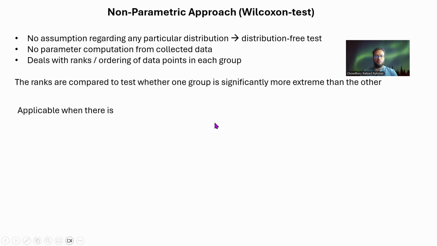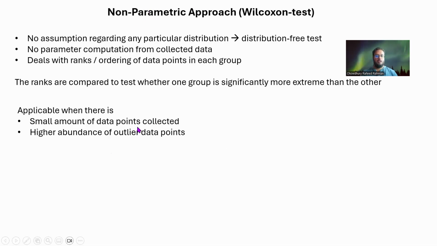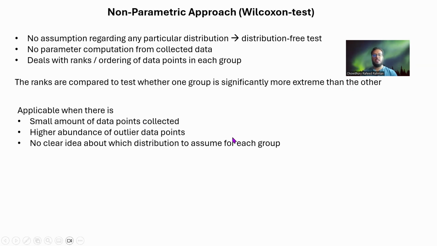It is applicable when a small amount of data points is collected, which is extremely important in bioinformatics, because in bioinformatics, often you are not going to have a lot of real biological data. It depends on the resources. So if you have a small amount of data points, this kind of test is the one you should be looking at. And also if you have a higher abundance of outlier data points. Outliers will be more abundant when there is a small amount of data; those two things are correlated. And finally, if you don't know which distribution to assume for each group of your data points, then obviously you should go for a non-parametric approach.